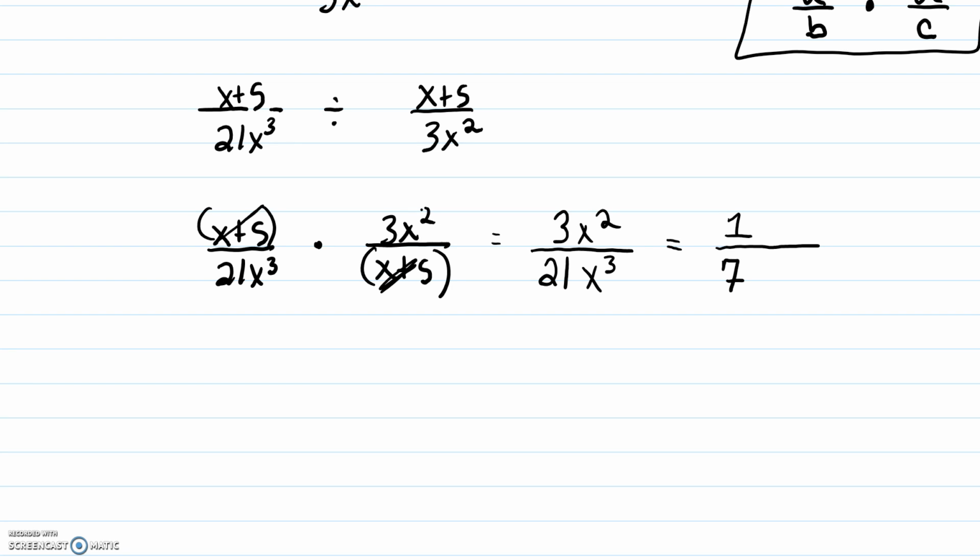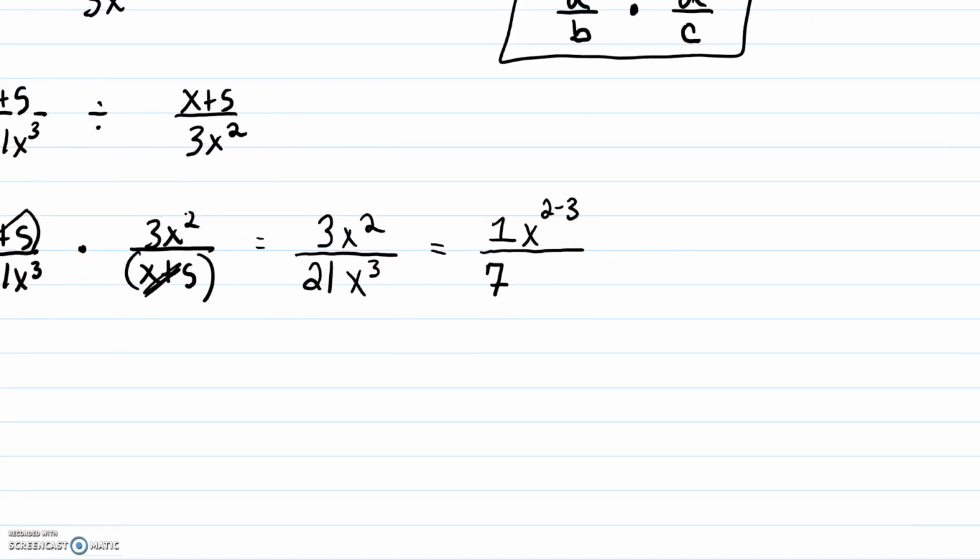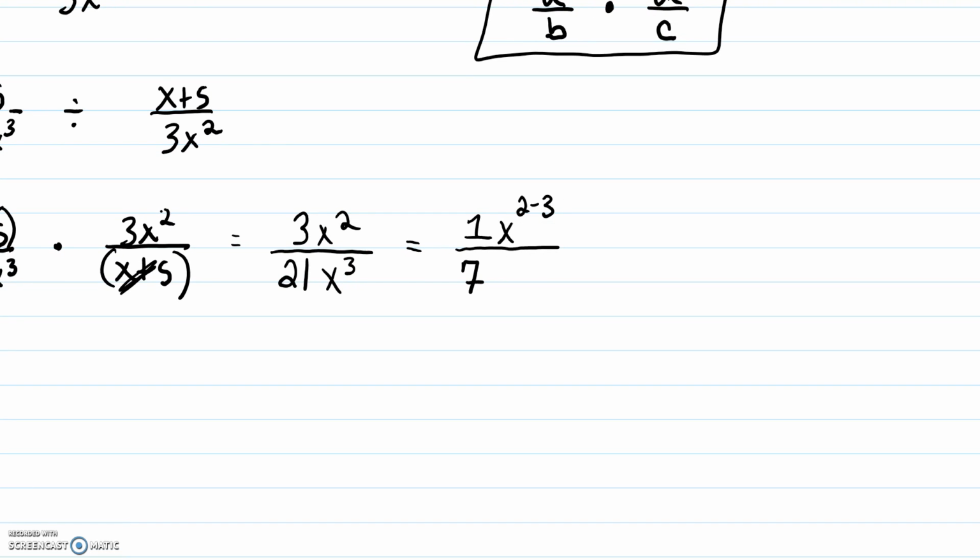x squared over x cubed. We are dividing like bases, so just subtract your exponents. So we're using the quotient rule for exponents there. Alright, 2 minus 3 is negative 1.